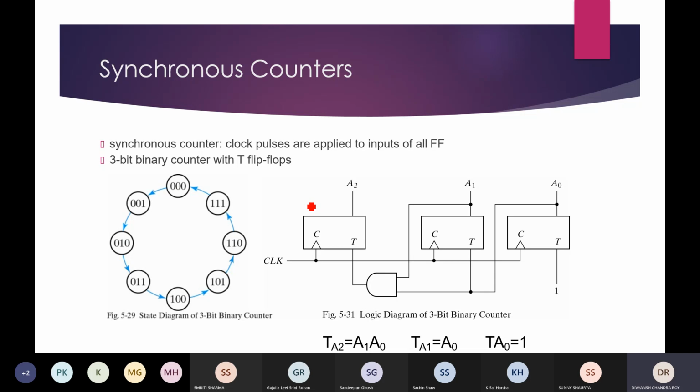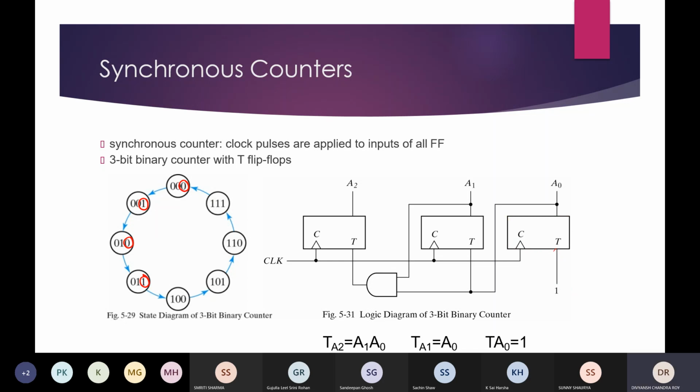So here this is the state diagram of the 3-bit binary counter. Here you can see the last bit of the counter is changing each time. Like this is the state diagram 000, 001, 010. So this is counting from 000 to 111, counting 3 bits. If you see carefully, my last bit is going to change after each clock cycle. So I can use a T flip-flop, and that input T0 will be 1. Why? Because for input 1 my output will toggle every time.